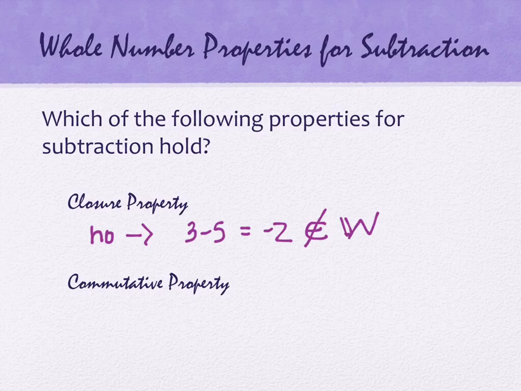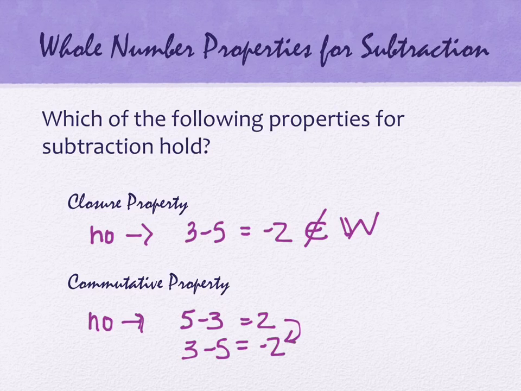How about commutative? Commutative means the order doesn't matter. Brianna, you're saying no. Why? Because if you switched 3 minus 5 to 5 minus 3, you get positive 2, which is a whole number. Yeah. So if I take 5 minus 3 or I take 3 minus 5, I get different values, and the two values are not equal. They are negatives of each other. And that's actually the kicker: commutative means the order shouldn't matter, and it does if I do subtraction.